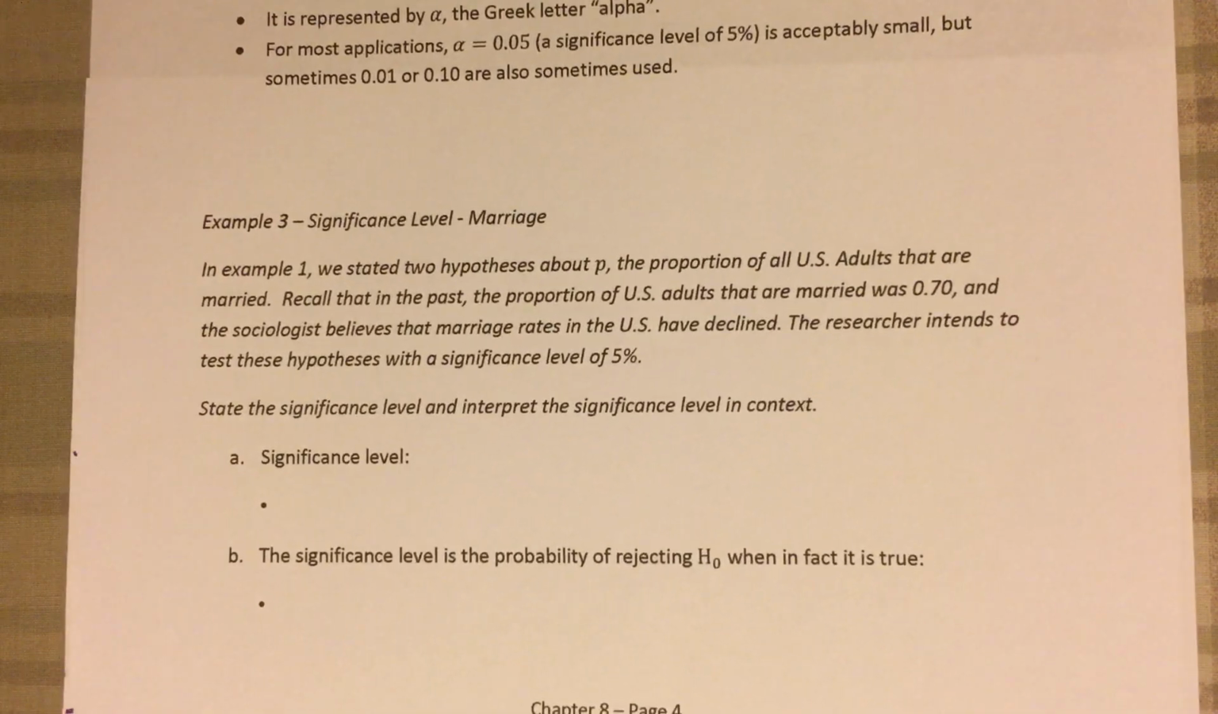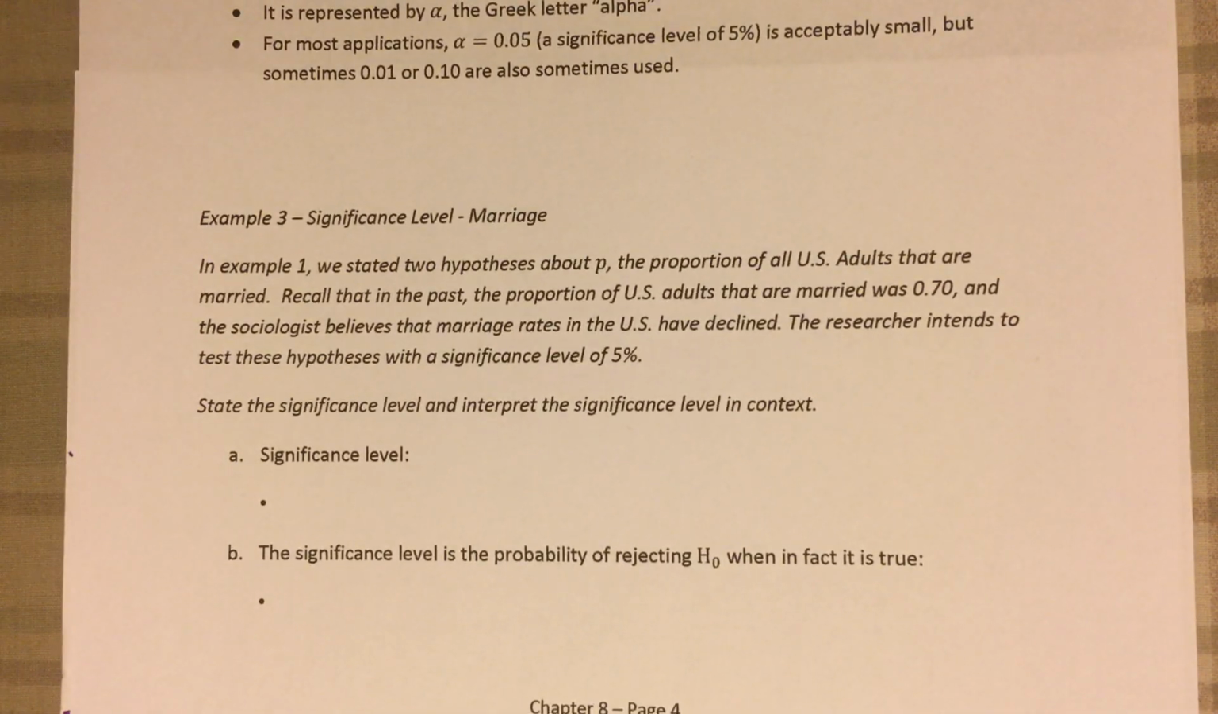All right, so in example 3, we're looking back at our first example where we stated two hypotheses about our proportion of U.S. adults that are married. Recall that in the past the proportion of U.S. adults that were married was 70%, and the sociologist believes the marriage rates in the U.S. have declined. The researcher intends to test these hypotheses with the significance level of 5%.